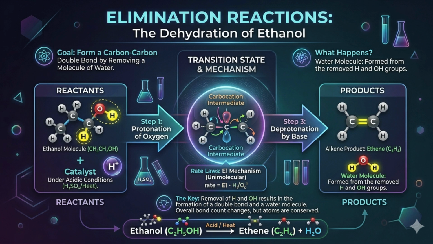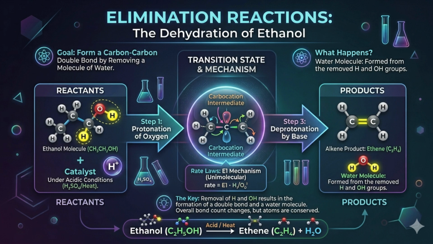Step 3, deprotonation and products. Finally, in step 3, a base in the solution, like water or the conjugate base of our acid, removes a neighboring hydrogen atom. This is deprotonation. As that hydrogen leaves, its electrons collapse toward the positive center to form the double bond. And there we have our products. We've successfully produced ethene, C2H4, and a byproduct of water, H2O.